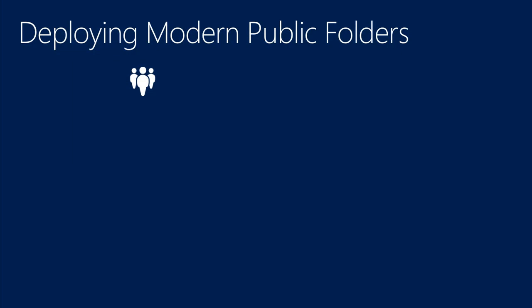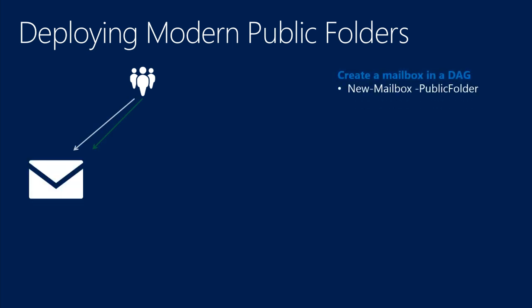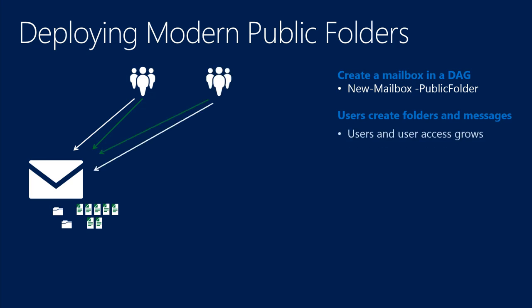So how would you deploy? And that's for those of you that don't have public folders yet. So a high-level approach. How would you deploy modern public folders? Well, basically, you create a new public folder mailbox. And when you create it, the users are able to access it using Outlook. So when the users access it, basically, they can store items to the public folders. They create folders, store items to that.